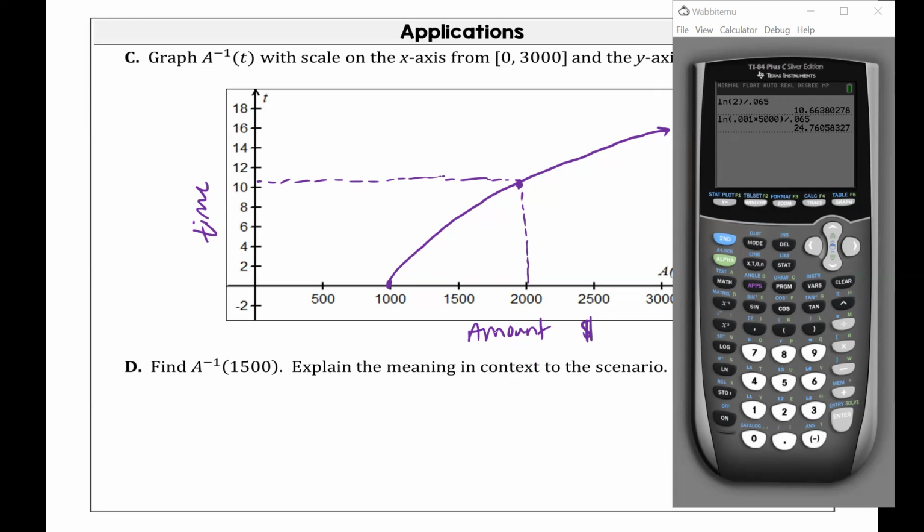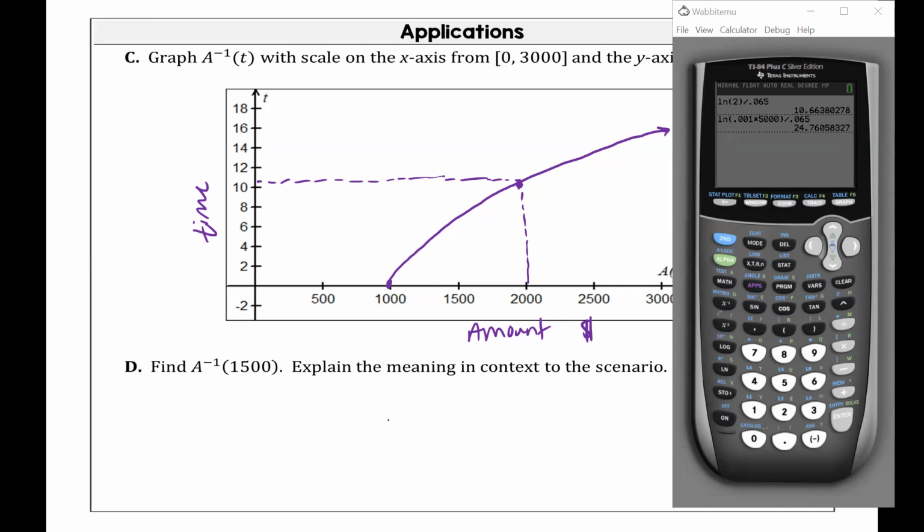And then it says here, using this, explain the meaning if I ask you for the inverse of 1500, A inverse of 1500. What does that mean? What am I asking for? What does 1500 represent? The amount. So I'm asking how long would it take me to get to 1500? About 6.5 years, somewhere in there, right?